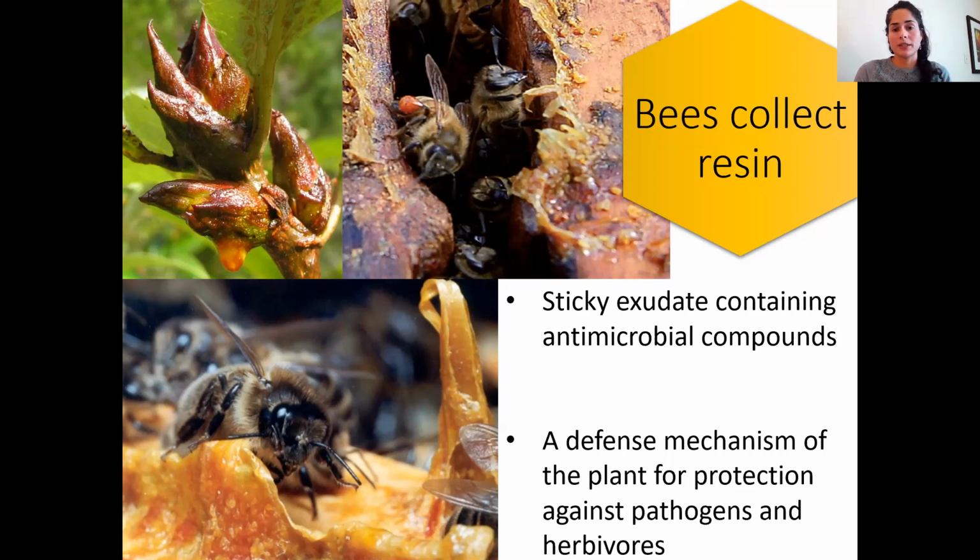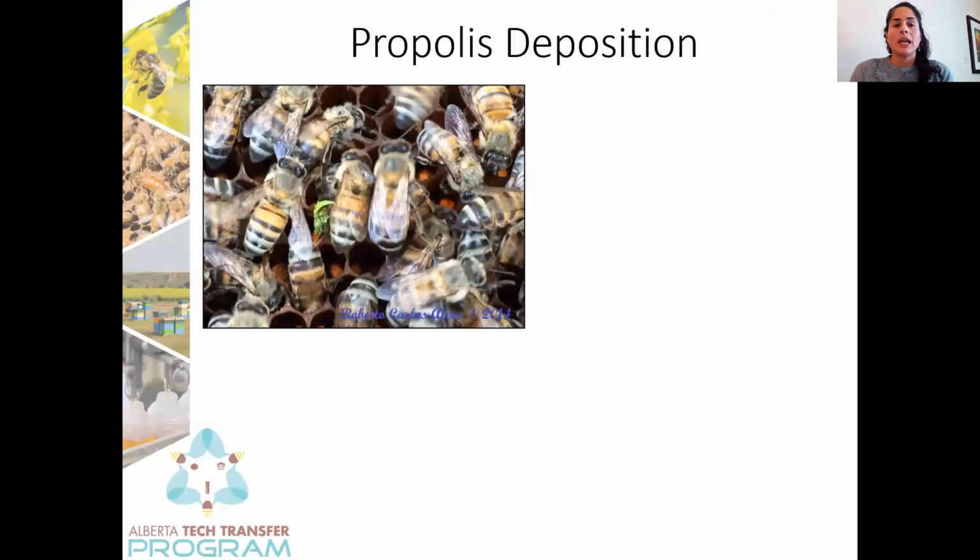And that's the case for bees as well. Bees collect this very rich antimicrobial compound from trees, that is resin. And when they bring it to the colony, we call it propolis. The difference is that resin is a tree product, and it's very specific to each tree. But propolis is a mixture of different resins.